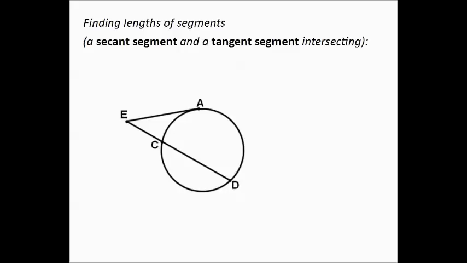We have one final scenario to explore: finding lengths of segments when we have a secant segment and a tangent segment intersecting. Notice I tried to keep the letters similar to how they were before, and the intersection of this tangent segment and this secant segment is at point E. Now the formula we can think of in terms of the other one: AE times BE equals CE times DE.